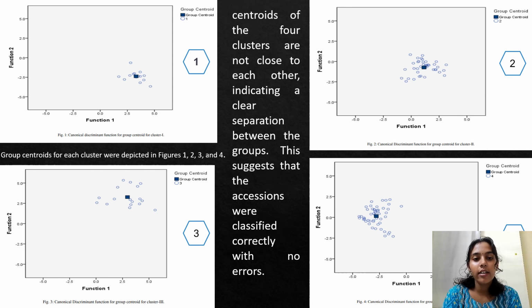Here we can see the four graphical representations of each cluster, that is cluster 1 to 4. What they are showing is that the centroids of the four clusters, darkened with dark blue color, are not too close to each other. When we consider these four graphs as a single graph, we can see that there is a separation between these four cluster centers, that is centroids of the clusters. That is, there is a clear separation between these groups. This suggests that the accessions were classified correctly with no errors.